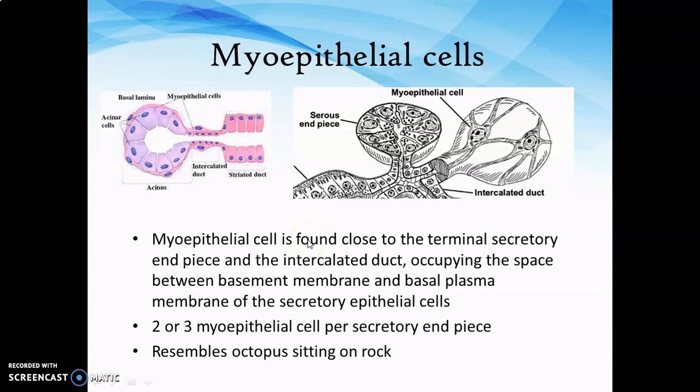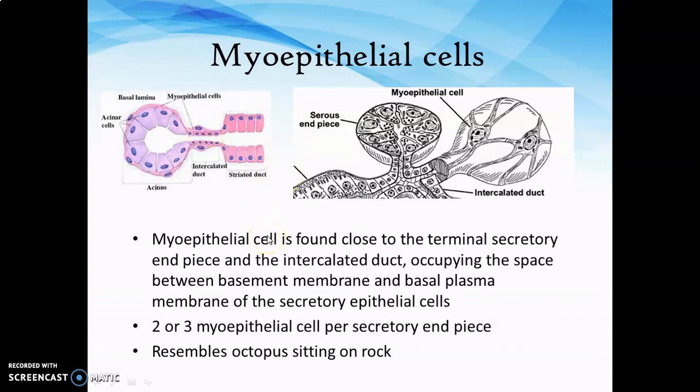Other than serous and mucous epithelial cells, there is a specialized group of epithelial cells known as myoepithelial cells in salivary gland. The myoepithelial cells are associated with the acini as well as the first duct starting from the acini, known as the intercalated duct. You can see these cells are enclosed within the same basement membrane of the acini and the duct. These myoepithelial cells resemble an octopus sitting on a rock, as you can see here. On the surface of the acini they have long processes, thus a star or stellate shape. But on the surface of the intercalated duct, they have short processes, thus a spindle shape.